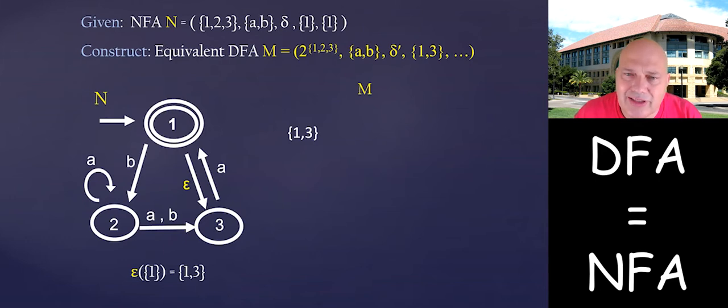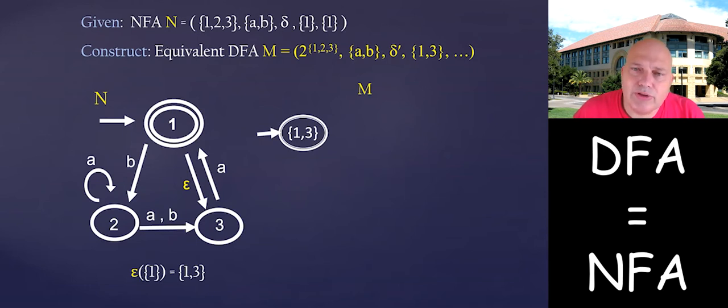What else can we say about this state? Well, since this state includes 1, it is also an accept state. It is the start state, but it is also an accept state. All the sets that include the accept state of N are accept states. So {1, 3} is the start state, and it is also an accept state.